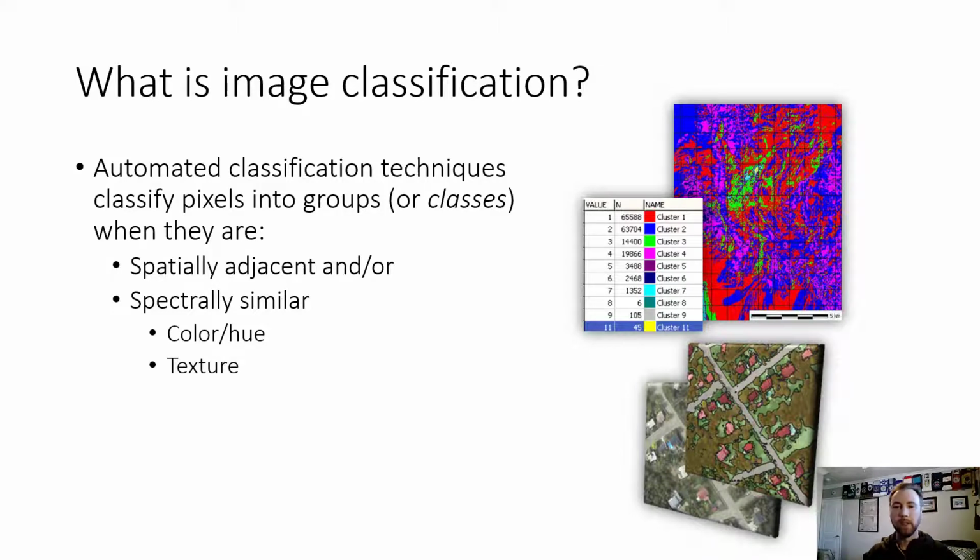Because you could have two similarly colored objects, but if they're nowhere near each other, then there's a lower likelihood that they are related to one another. But sometimes they are. They could be two different bodies of water. They're both water, but they're not necessarily connected.